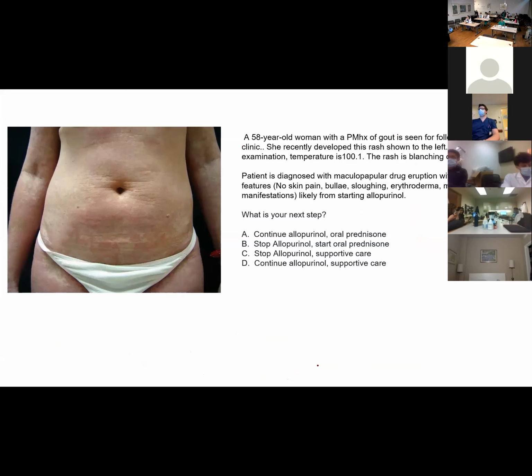All right, so we get back to this lady. She's diagnosed with macular papular eruption, no high-risk features, likely from starting allopurinol. So the question is, what is your next step? A is continue allopurinol, do some oral prednisone. B is stop the allopurinol, start oral prednisone. C is stop the allopurinol and just give supportive care. And D is continue allopurinol and give supportive care. What do you guys think?